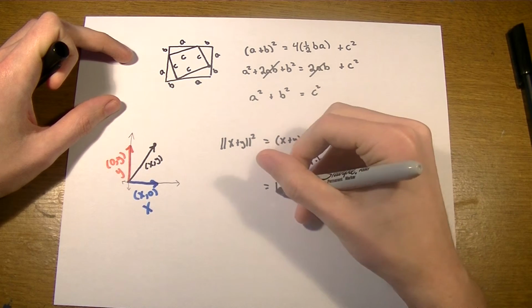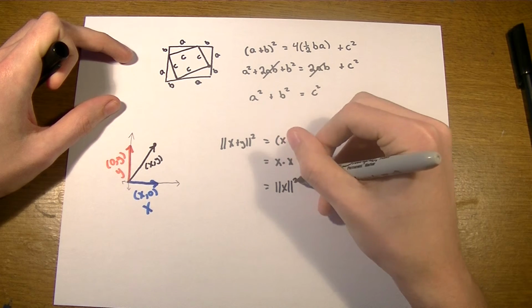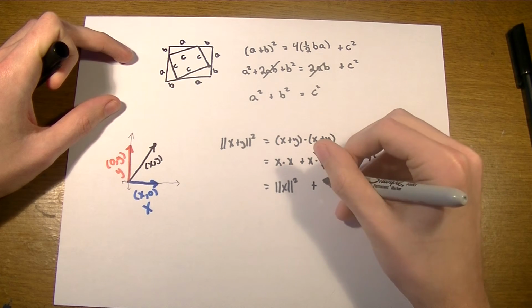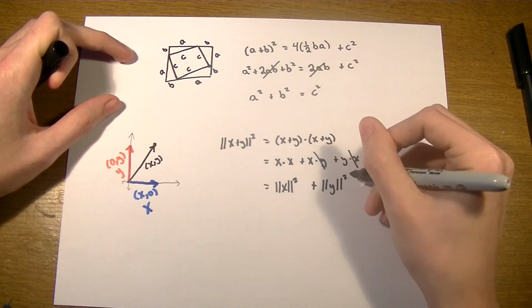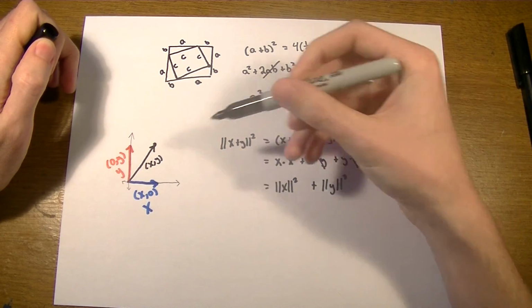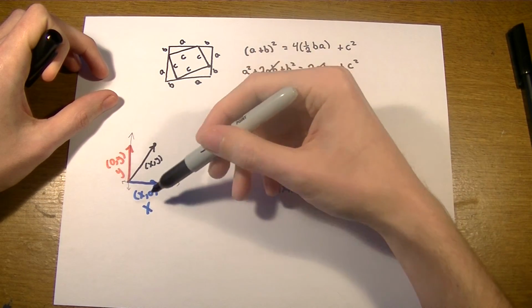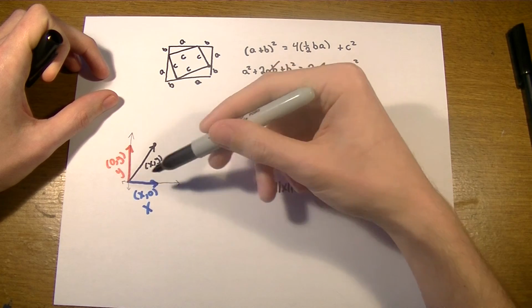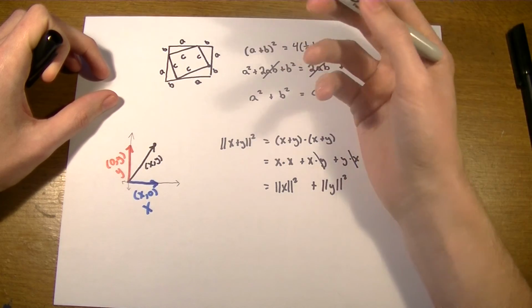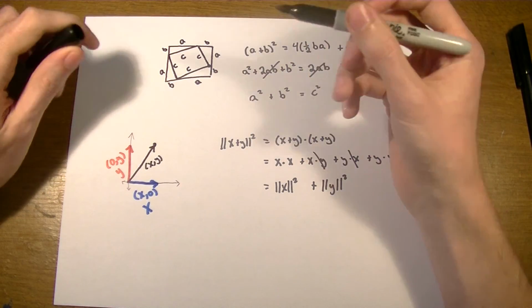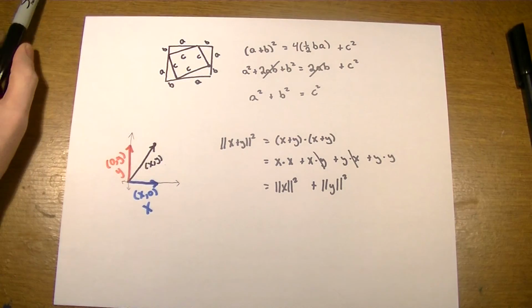X dot x is the norm of x squared. Y dot y is the norm of y squared. And so you get the result that the length of x squared plus the length of y squared is equal to the length of x plus y squared. And that is the second more complicated proof.